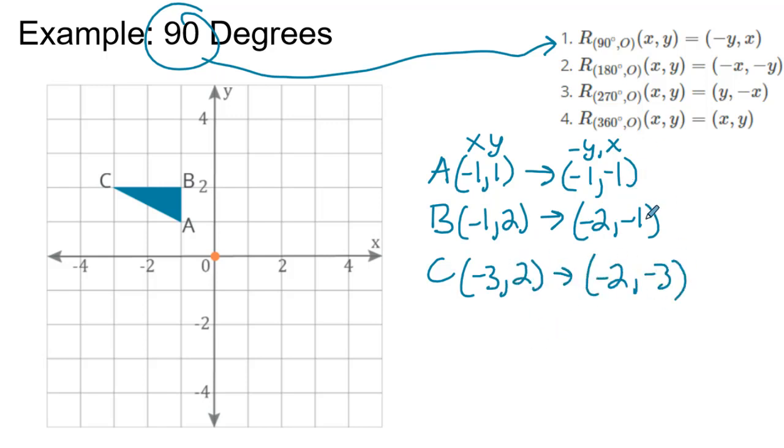Okay, so we got all our points for the new image that's rotated. Let's plot these points. My A prime is (-1, -1). So I'm going to go -1, -1 and plot my point. And I'm going to plot all these other ones. (-2, -1), bam. (-2, -3), bam. Okay, so that's my B prime, C prime. All right. So here is my awesome triangle rotated around the origin 90 degrees.